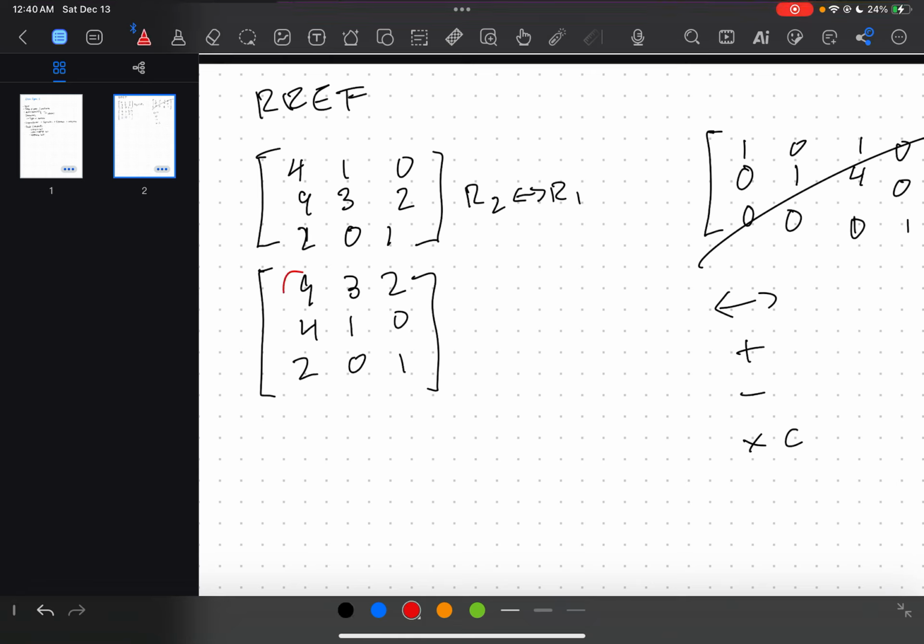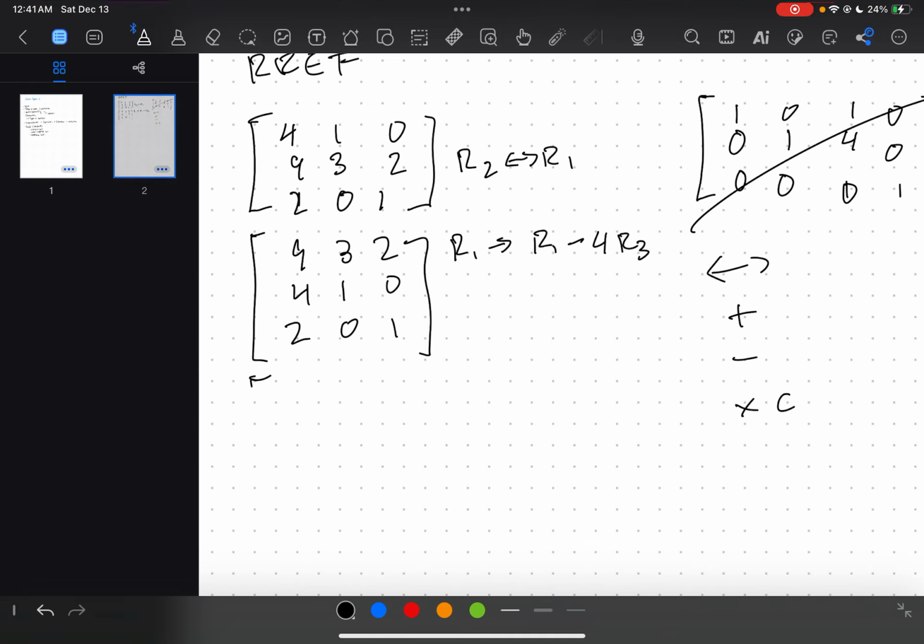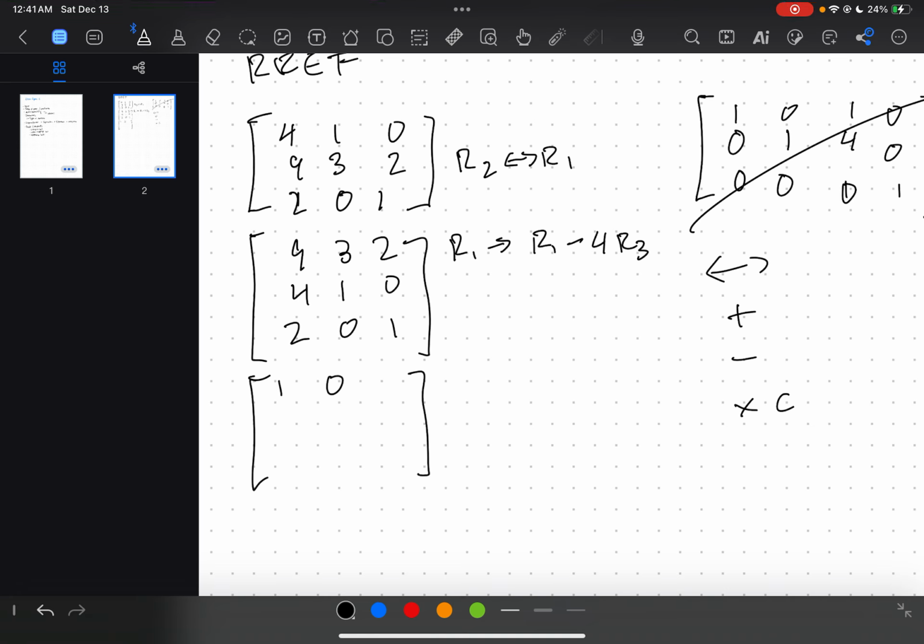And the idea is we want to get this one to be 1. So we do R1 minus 4 R3. So that means minus 8. So we get 1, 3 minus 4 times 0 is 0, 2 minus 4 times 1 is -2.